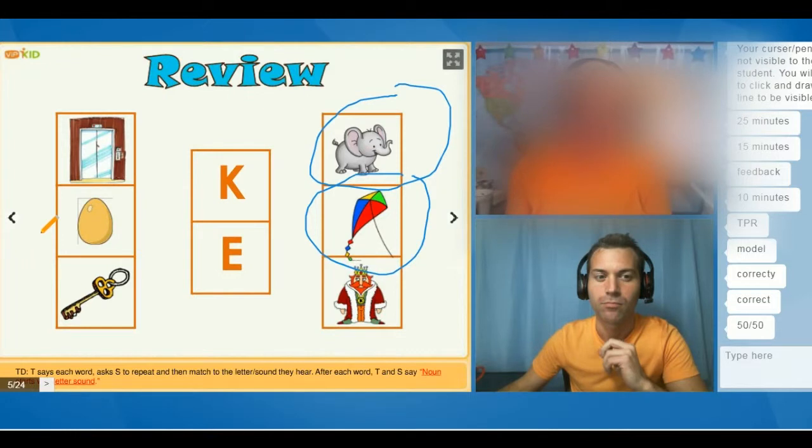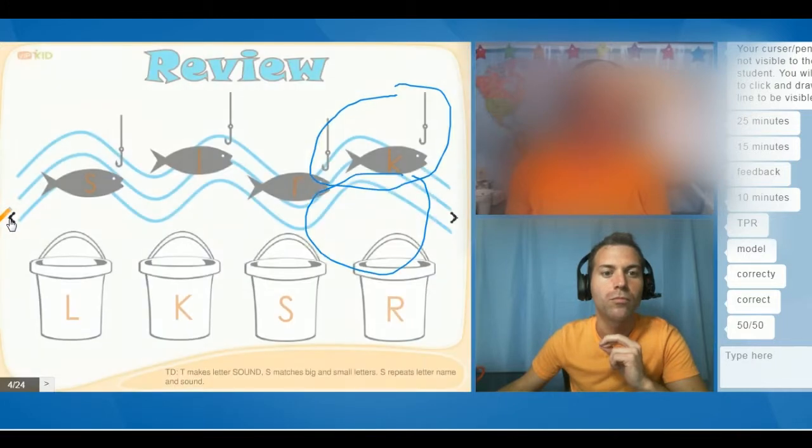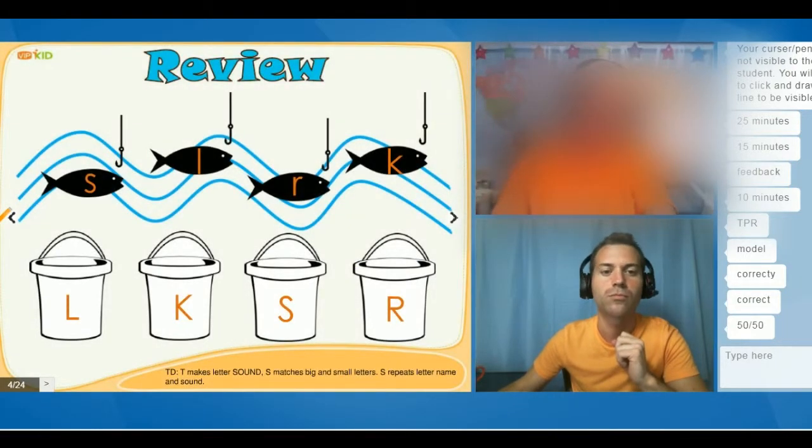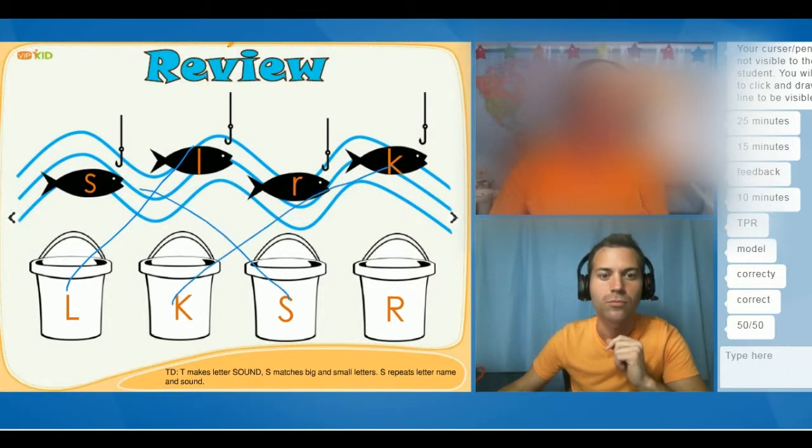You said you rushed it. Slide 4 was a little bit rushed, I felt. You did the draw a line, but the student modeled the first one, which was great, and then I think it was the S and then K. You definitely could have reviewed the sounds in this.